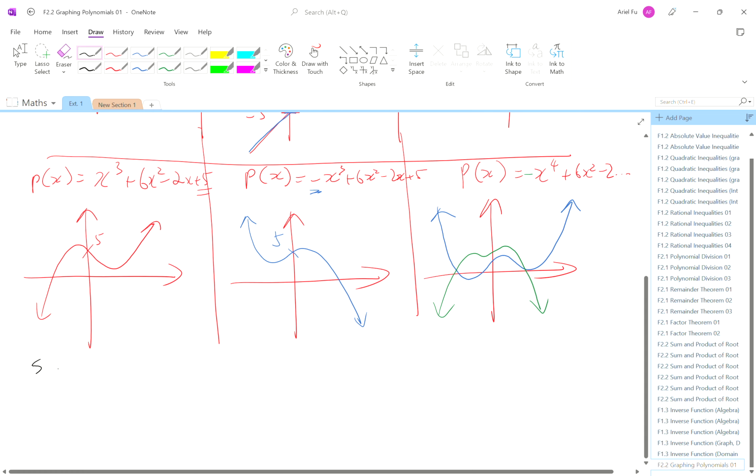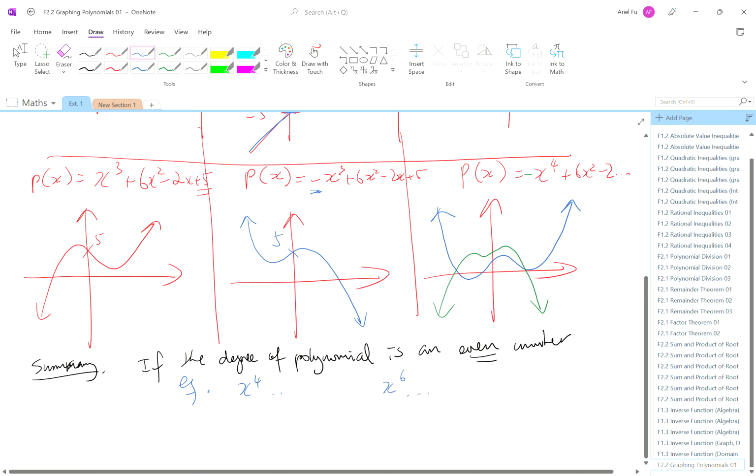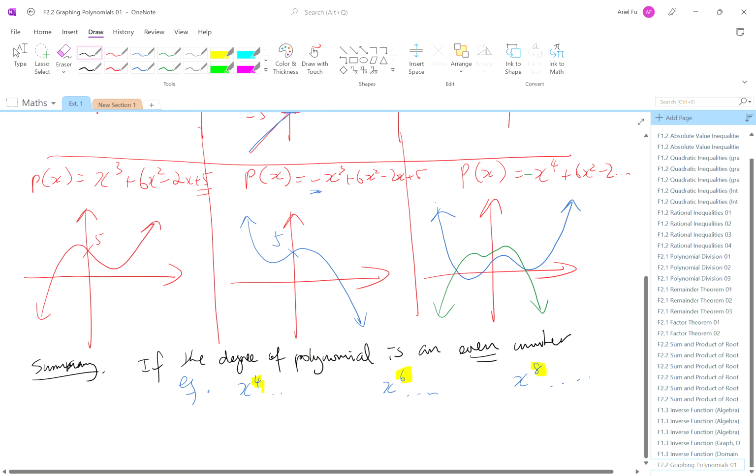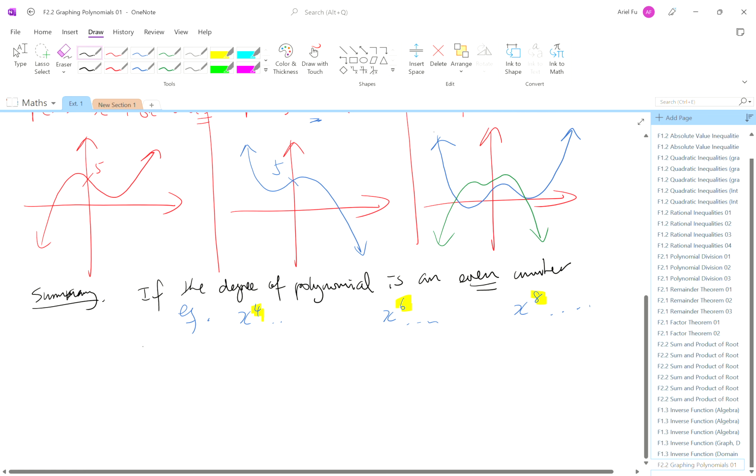In summary, if we're talking about the highest degree here, if the degree of the polynomial is an even number, so for example you might get x to the power 4, or x to the power 6, or x to the power 8, whatever, as long as it is an even number, then I can safely say that the two ends are going to point in the same direction.